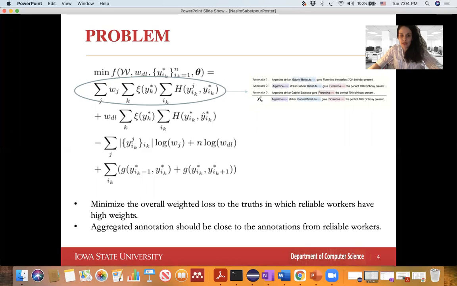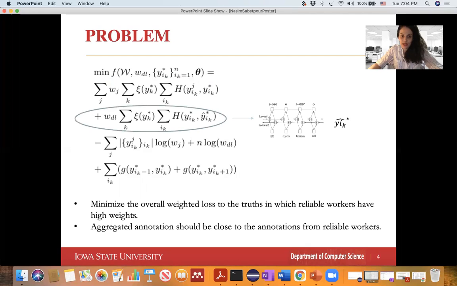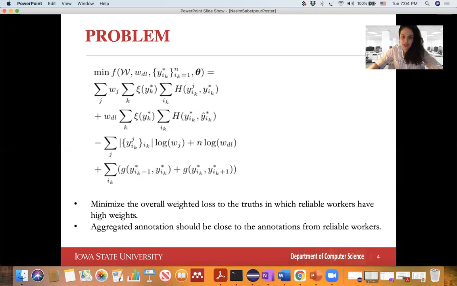Later, we adjust this term by a confidence measurement on the aggregated file. Confidence measurement shows how confident we are in this aggregation. The second term is the same weighted loss function between the aggregated annotation and the machine learning prediction. We also adjust this term by the confidence measurement. The third term is a constraint to make sure that these two terms never go to minus infinity.